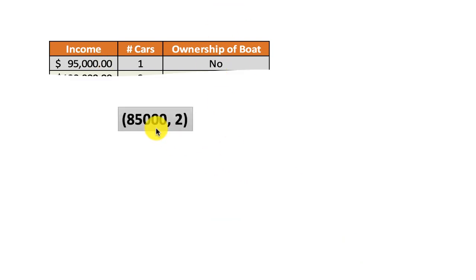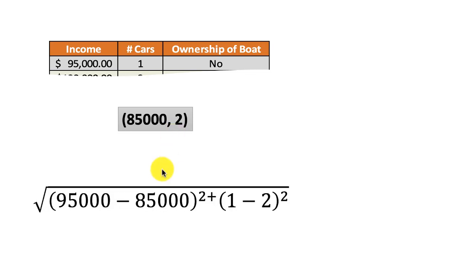Okay, so we are given a person whose income is 85,000 and who has 2 cars. And we want to compute the distance from here to a person whose income is 95,000 who has 1 car. Okay, of course, the target attribute doesn't play a role at this point in time. We're just trying to find the distances and identify the k nearest neighbors. Okay, so how do you find this distance?